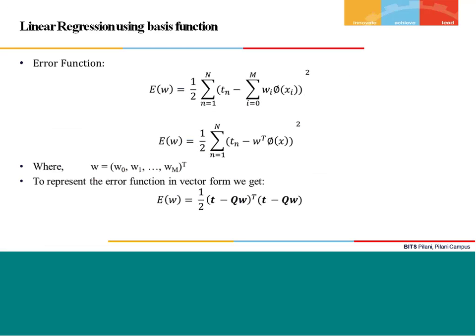So this is the error function again. Now, if you remember, I was writing wi into xi, and that was a summation here. Now I just replaced my x with the phi function. So this wi xi got converted into wi into phi i of x. Everything remains the same.